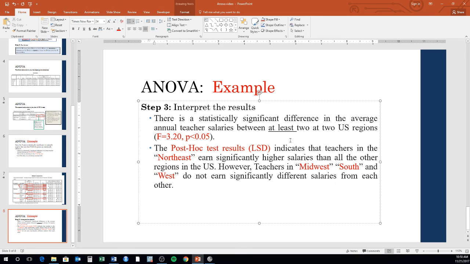Next, you will tell me that based on the post-hoc test, it shows that teachers in the Northeast earn significantly higher salaries than all other regions in the U.S. However, teachers in the Midwest, South, and the West do not earn significantly different salaries from each other.